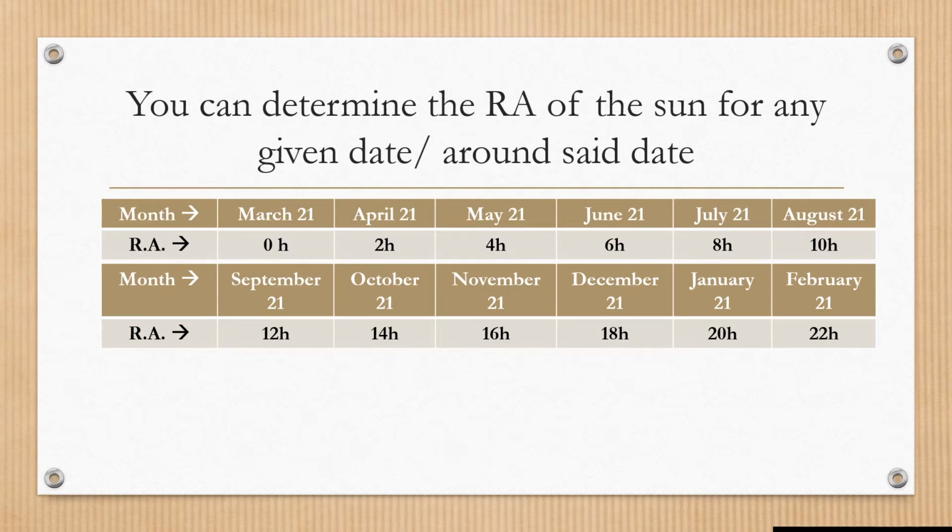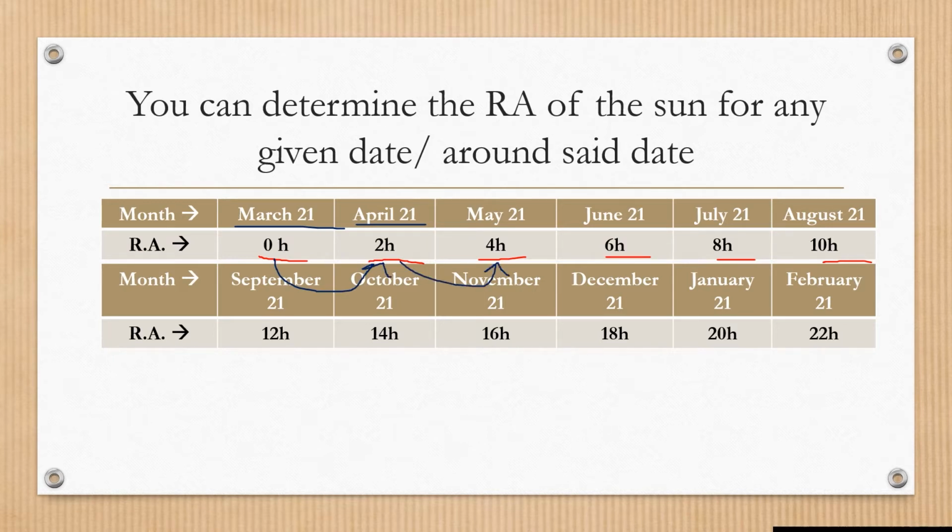So right ascension meaning this is what you're going to use in order to find out when it's going to be highest in the sky. So the right ascension on March 21st is 0 hours, then 2 hours, 4 hours, 6 hours, 8 hours, 10 hours. This is important information. You'll notice here it's jumping per month, right? But we are jumping 2 hours each month.